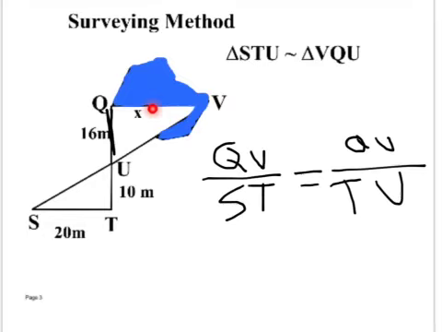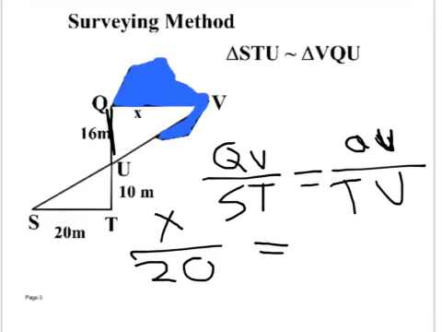So now we just plug in numbers. QV is X. ST is 20. They're proportional. X over 20. I just need to know what is proportional to 20, and I find that out by taking QU, which is 16, over TU, which is 10. Now I can solve it.